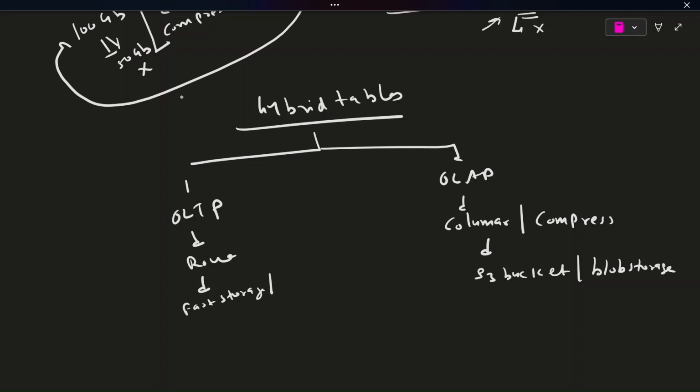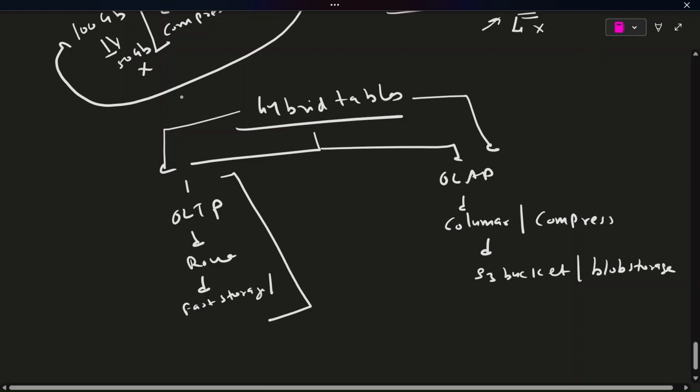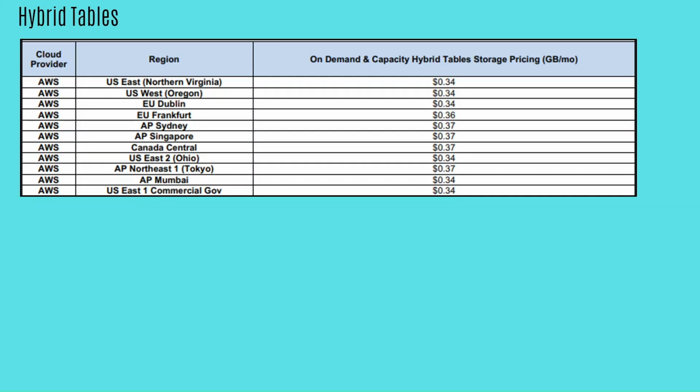You will be charged for this also. And for this, the calculation is this. Got it? This is the calculation. You will be charged with this calculation: $0.34 per GB per month. Got it?